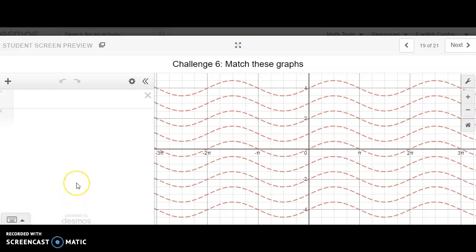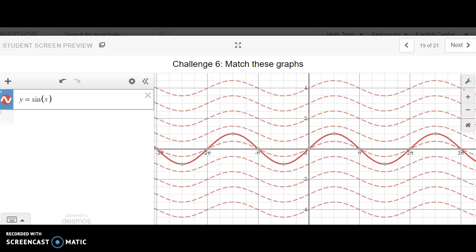Okay, what you are looking for here is to find out what the graph is for this. So if you've got y equals sine of x, it doesn't quite match. So you're going to need to bring it down a half a unit or up a half a unit to match. So that would be one that would match.